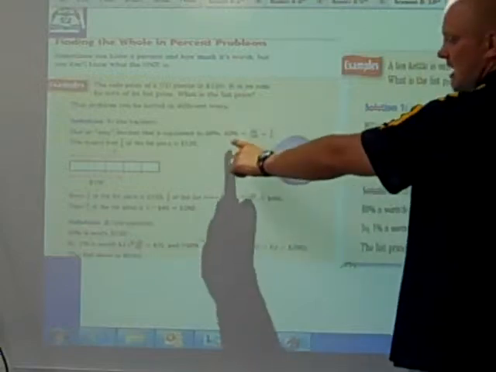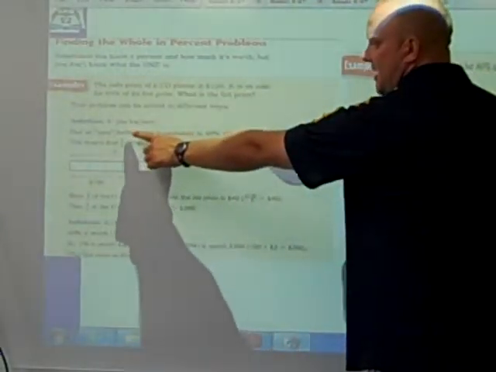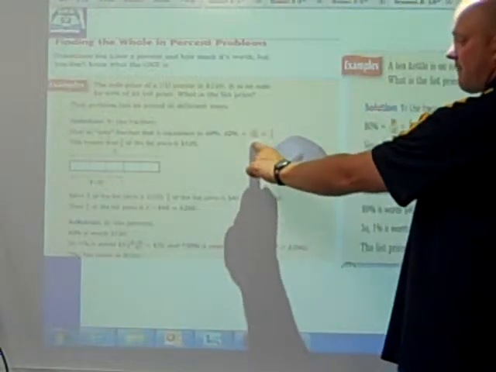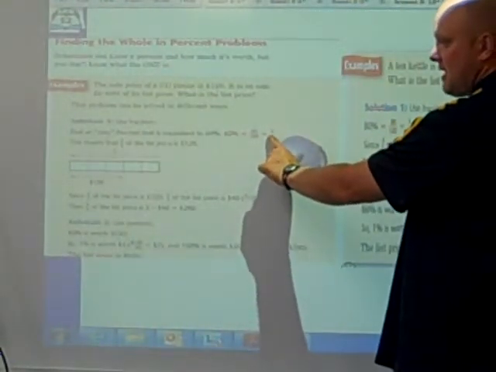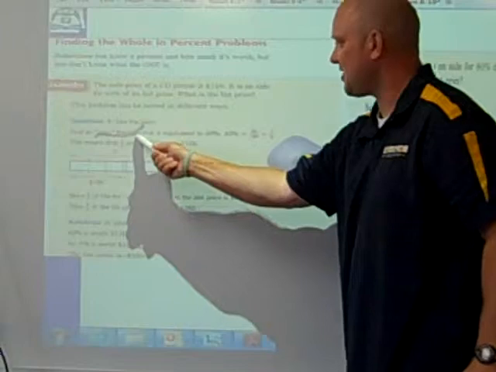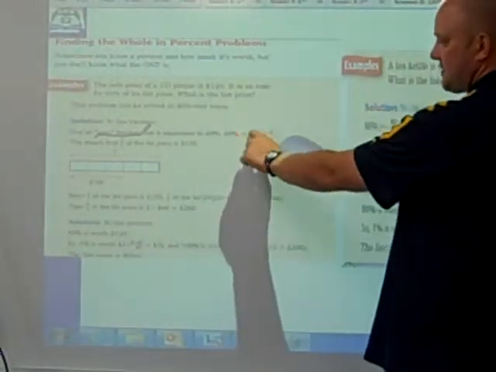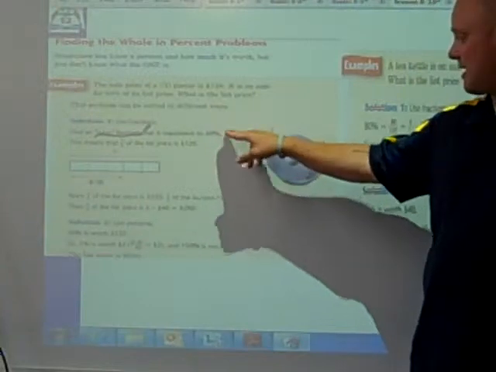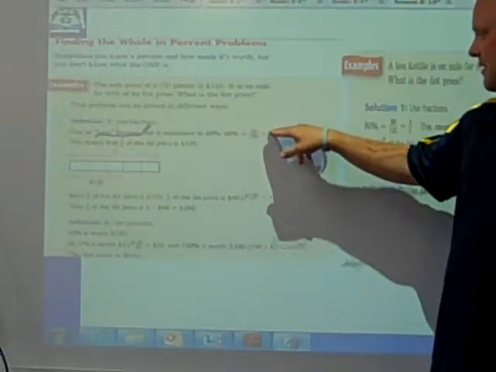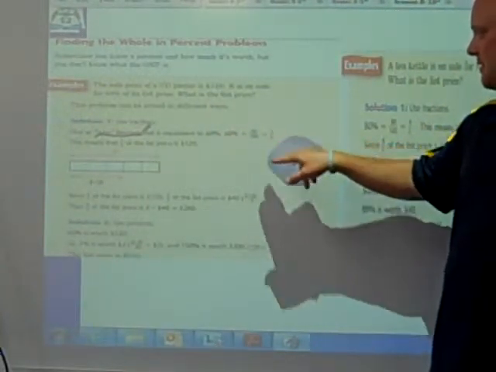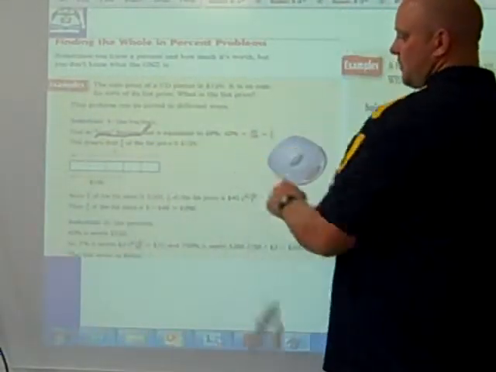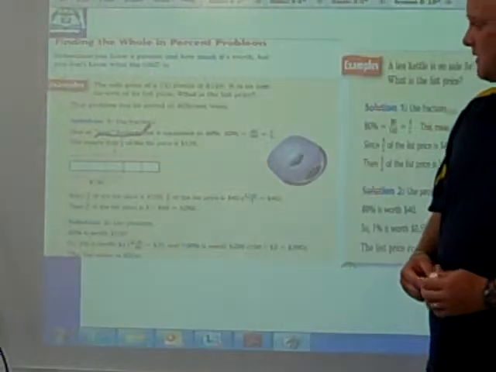The first thing that you're going to have to do is change your percent into a fraction, and then you can make that even an easy fraction, as they call it. So 60% is going to be 60 over 100. Any percent is always going to be that number over 100. And as I reduced that, I had 3/5. So I know 3/5 of the list price, which is $120.